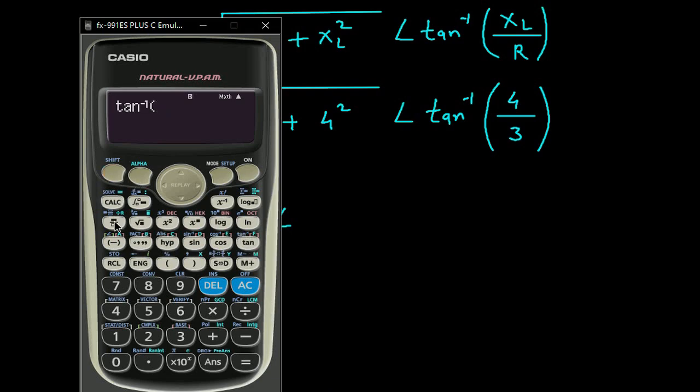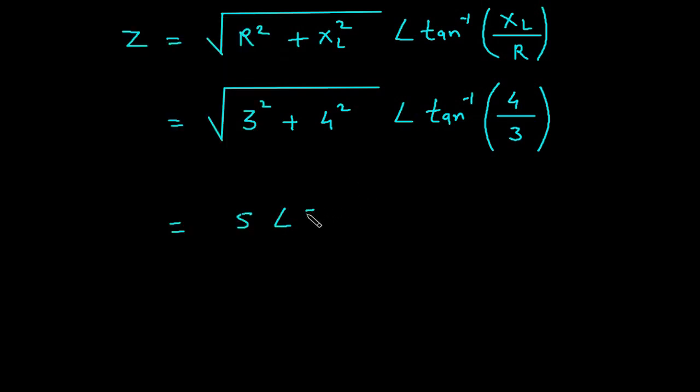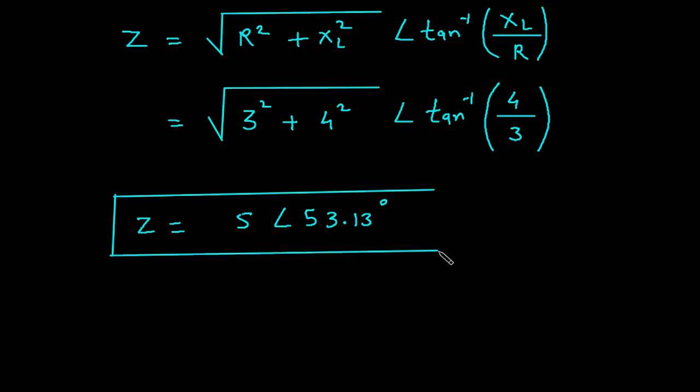So tan inverse of 4 by 3 is 53.13 degree. So here we can see the impedance value is 5 at an angle of 53.13 degree, and its unit is ohm.